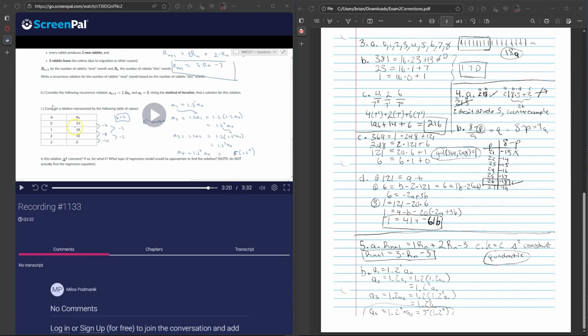And finally, for the second part of C, it says, is this relation delta k or delta squared constant? If so, for what k, what type of regression model would be appropriate for the solution? Do not find the regression equation. So, delta k constant. What does this mean? If this is constant, which it is going down constant, so it is quadratic. So is the relation delta k constant? That would be true. Our k would be 2, so delta squared.